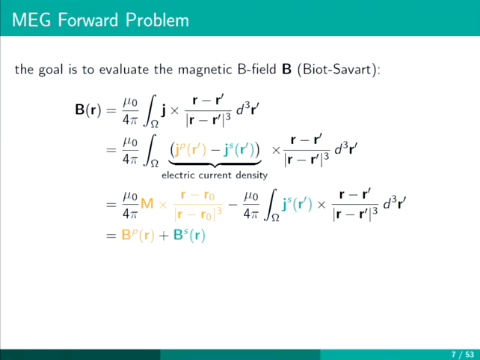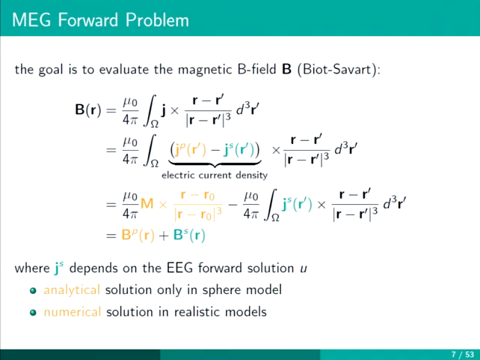This JS, in particular, is the one that depends on the EEG forward solution. So here we can see directly the link between the EEG forward problem and the MEG forward problem. At first, we have to solve the EEG forward problem, gain our U, and then embed U in JS and compute the B field. Again, when omega is a sphere, we have an analytical solution for the MEG forward problem. When omega is not a sphere, we have to go for a numerical method and find a numerical solution.